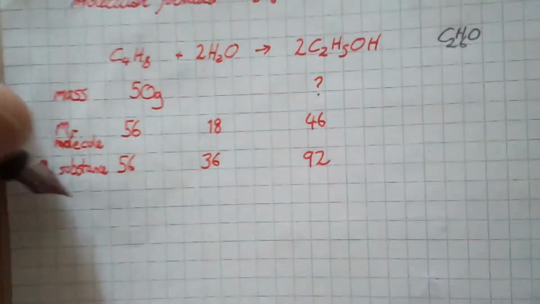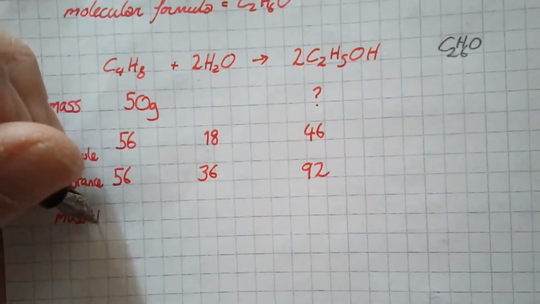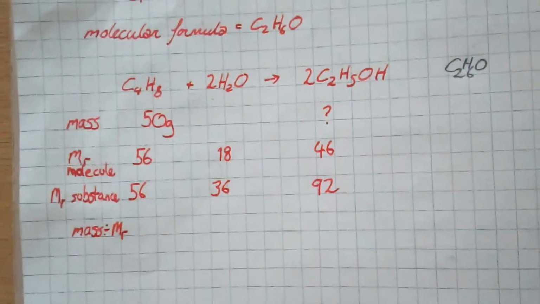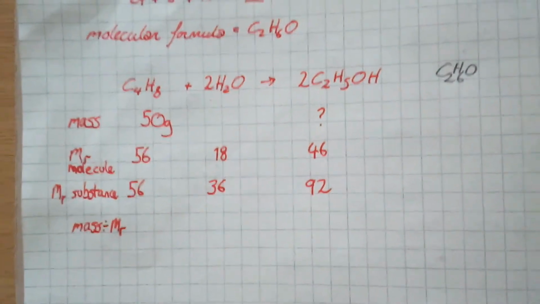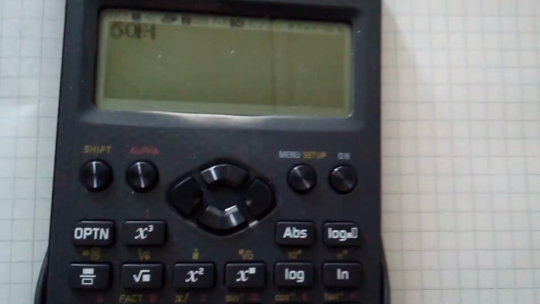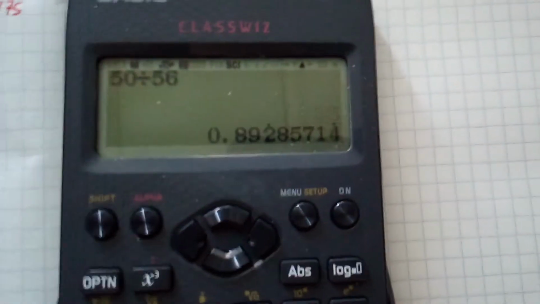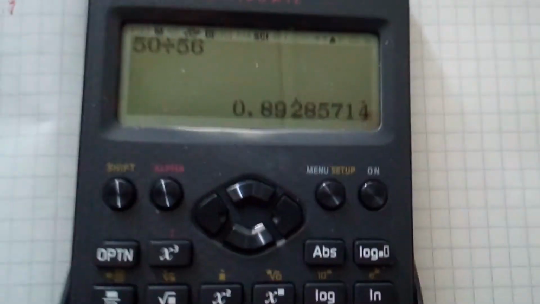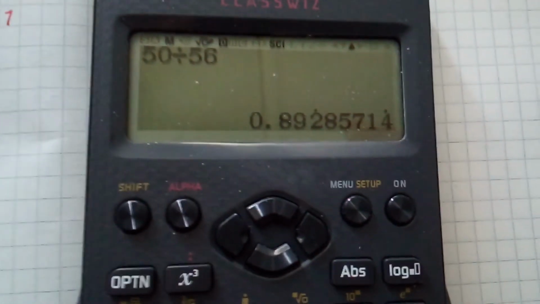So, next step is always mass divided by the MR. Always do that. That gets you your ratio or your moles, whichever you want to say it. So let's see my calculator. Okay, and we have got 50 divided by 56. Mass over Mr. gets the moles, which is 0.893. Okay, 0.893.